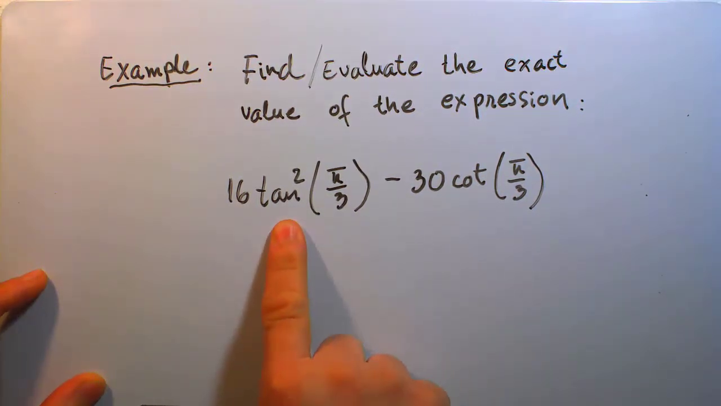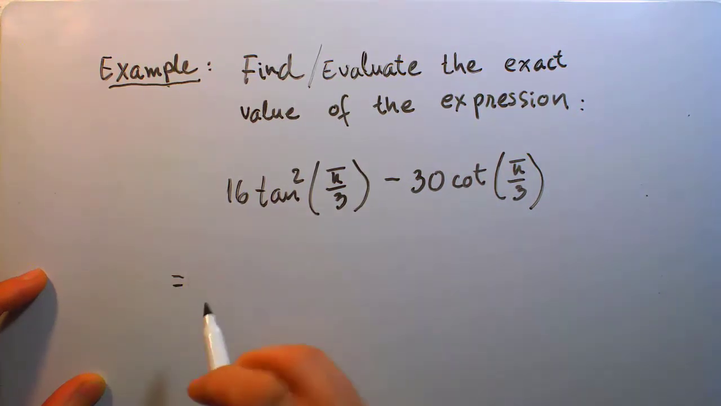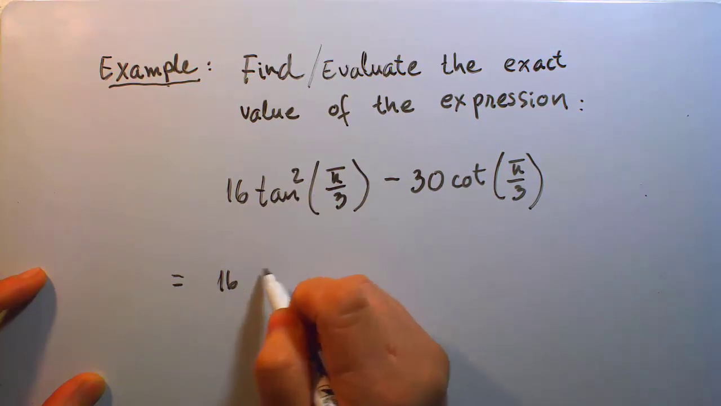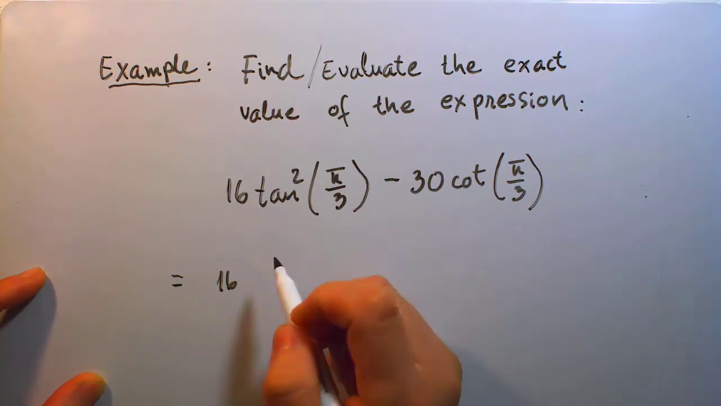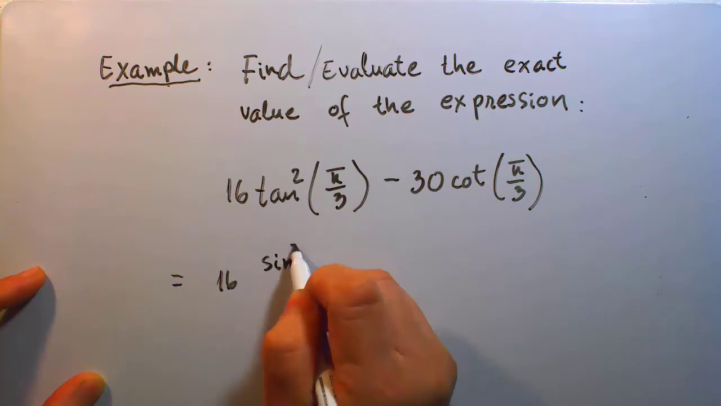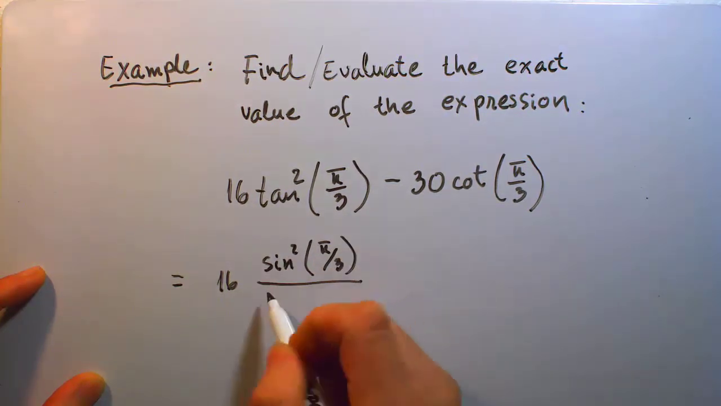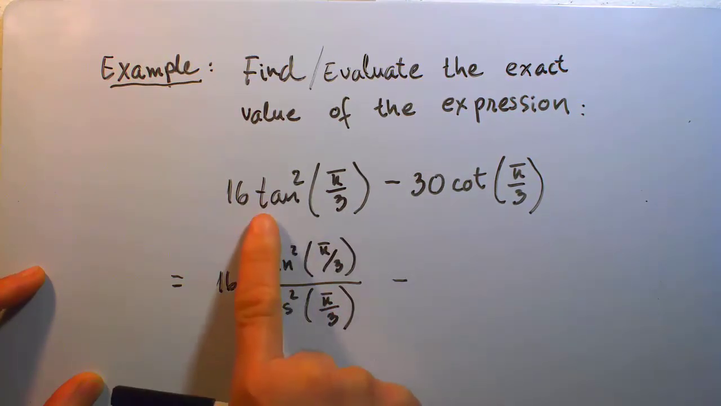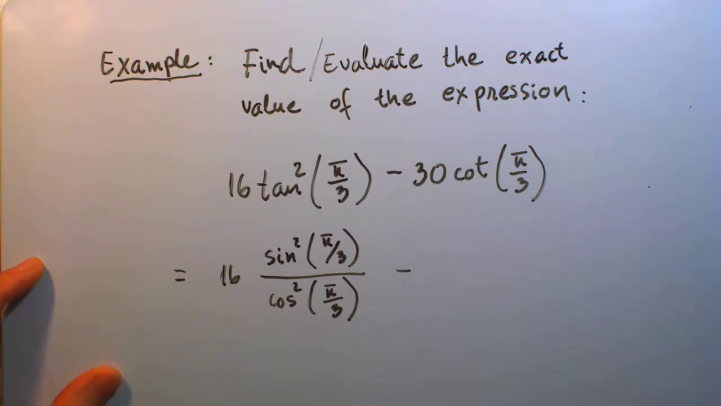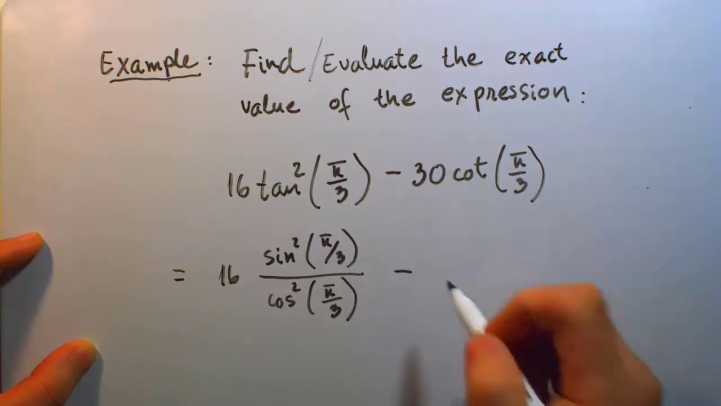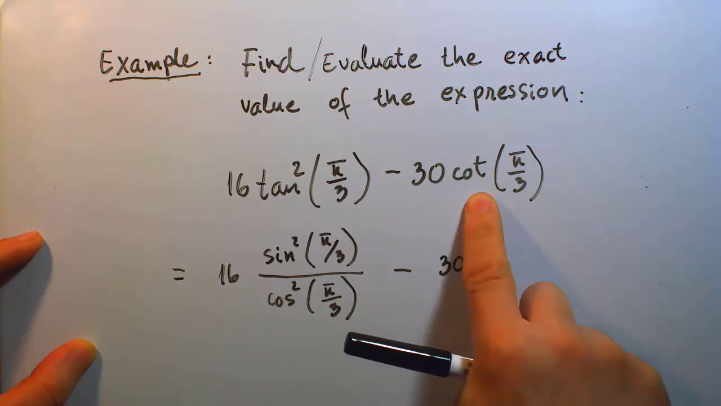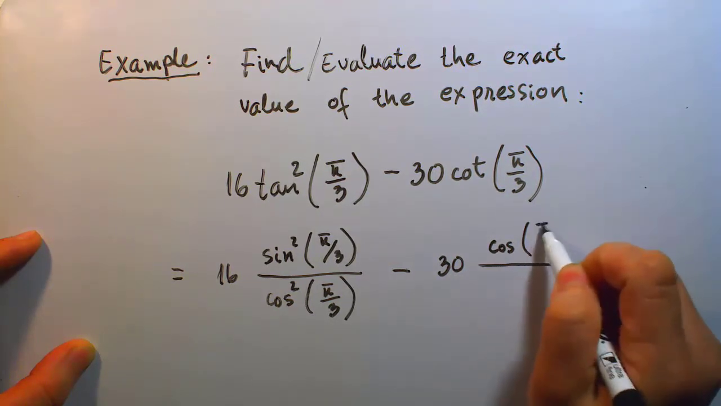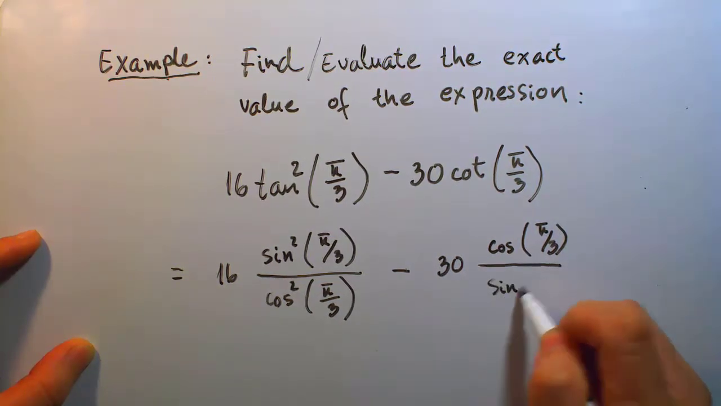To get comfortable with the idea of tangent, we can first write it down as 16 as a coefficient, and tangent, and this symbol here means we square the tangent output. Tangent is defined as sine over cosine. So tangent squared of pi over 3 is defined as sine squared of pi over 3 over cosine squared of pi over 3. And minus, cotangent is defined as cosine over sine. So after 30 as a coefficient, we produce cosine of pi over 3 divided by sine of pi over 3.